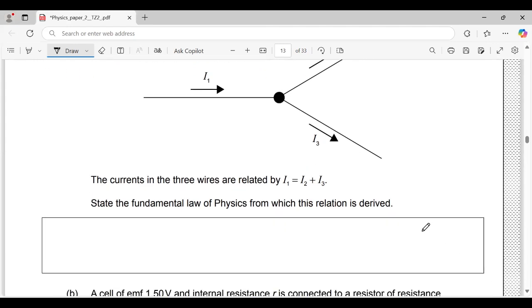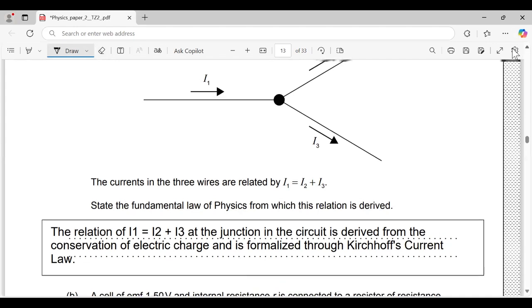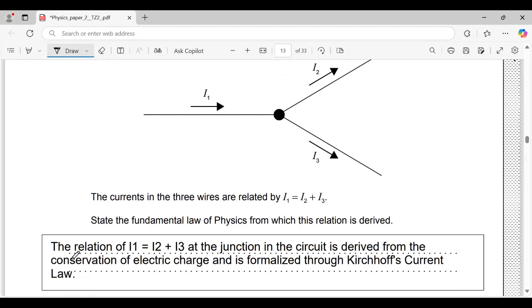I have provided my explanation. The relation I1 equals I2 plus I3 at the junction in the circuit is derived from the conservation of electric charge and is formalized through Kirchhoff's current law. Okay, I think that's clear.